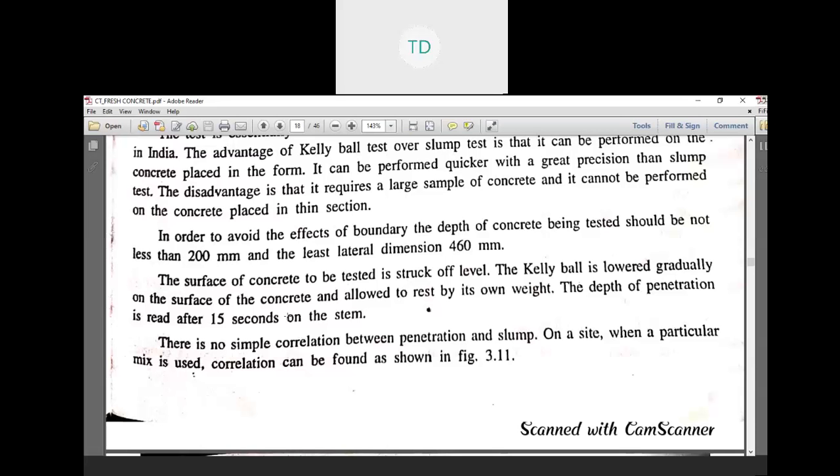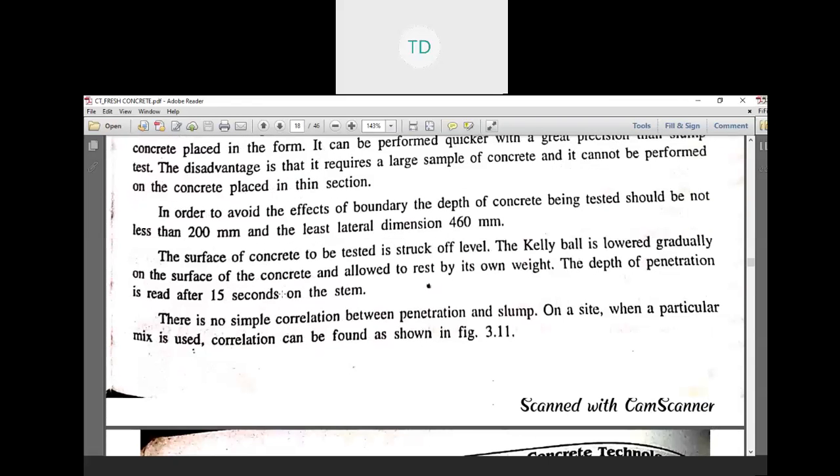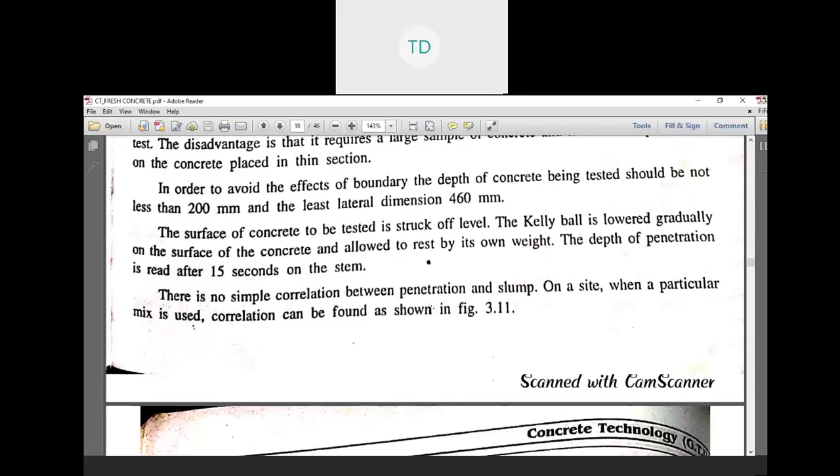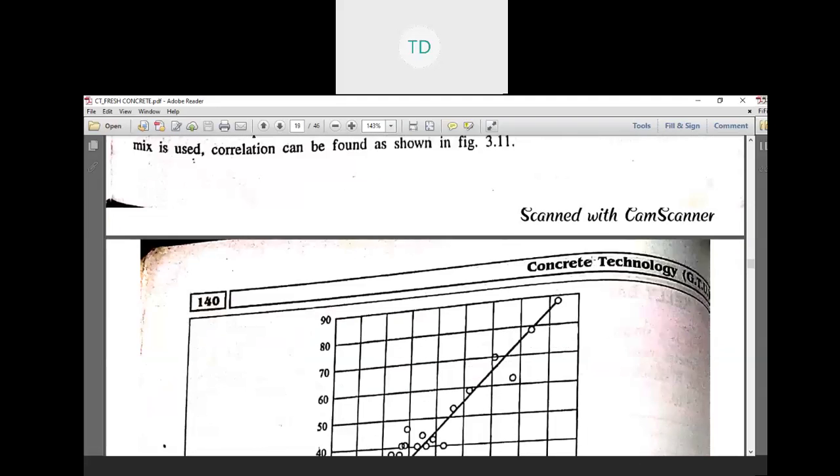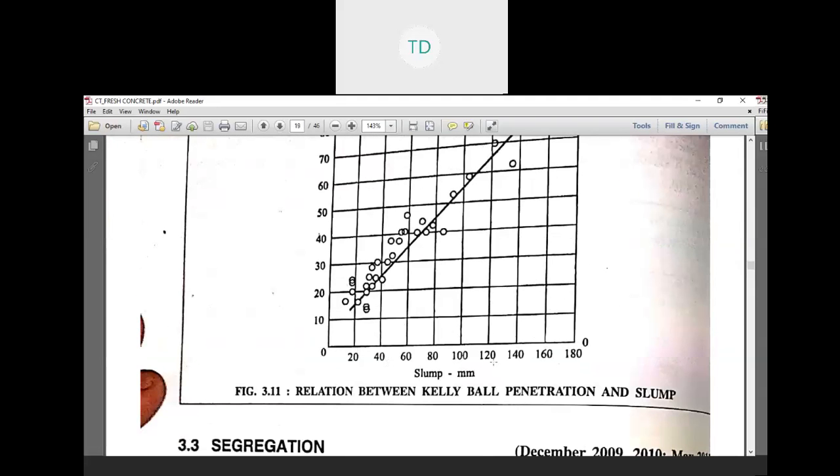The surface of concrete to be tested is struck off level. The Kelly ball is lowered gradually on the surface of the concrete and allowed to rest by its own weight. The depth of penetration is read after 50 seconds on the stem. There is no simple correlation between penetration and slump on a site. When a particular mix is used, a correlation can be found as shown in this slump in mm.